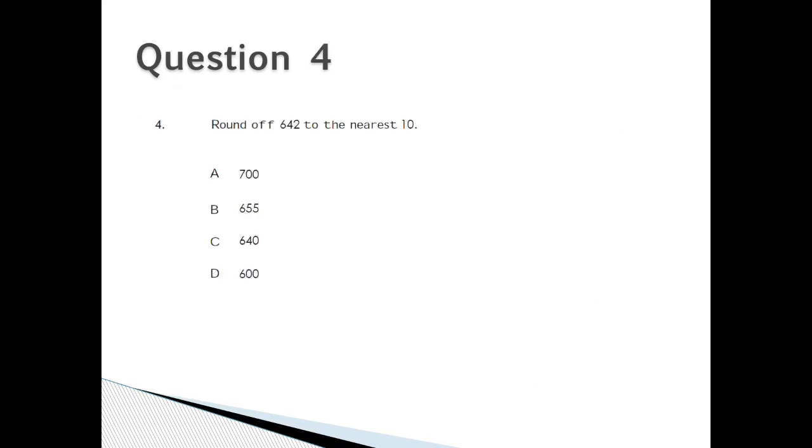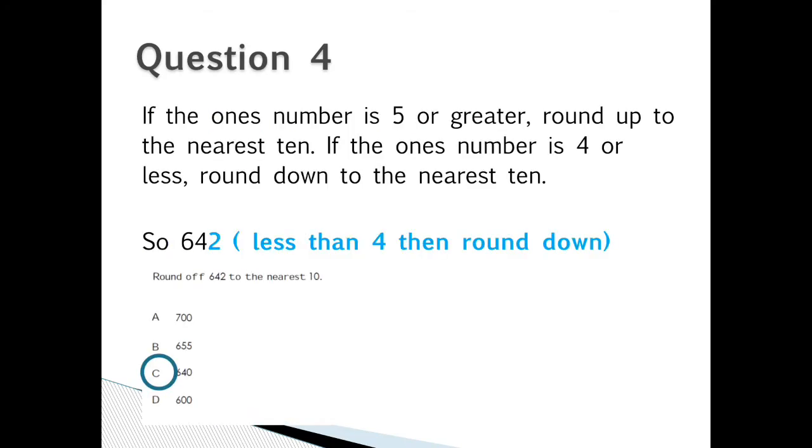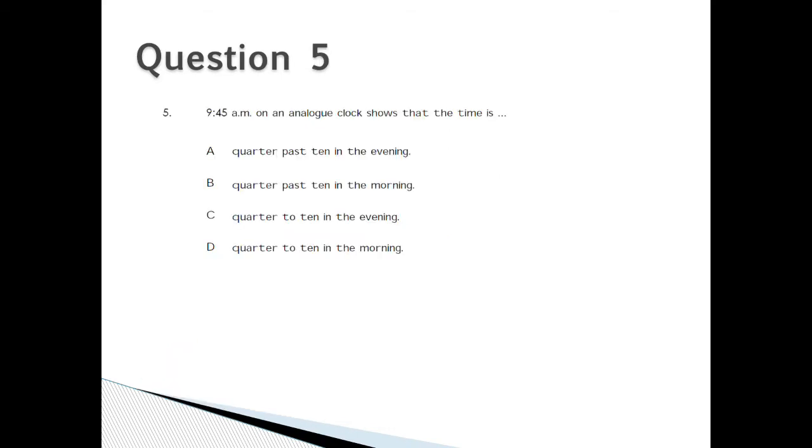Round off 642 to the nearest 10. Your options are A, B, C, or D. If the unit's place value is 5 or greater, round up to the nearest 10. If the unit's place value is 4 or less, round down to the nearest 10. So the units digit of 642 is less than 4, therefore you will round down. Your correct answer will be C, 640.